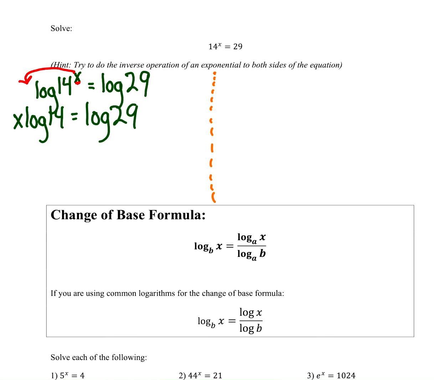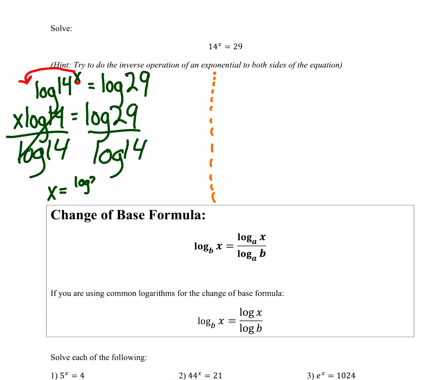And now what I can do to get the x by itself, I can just divide by log 14 on both sides. And now the log 14s cancel on the left side, and I'm going to be left with x equals log of 29 over log of 14. And that's going to be my answer.